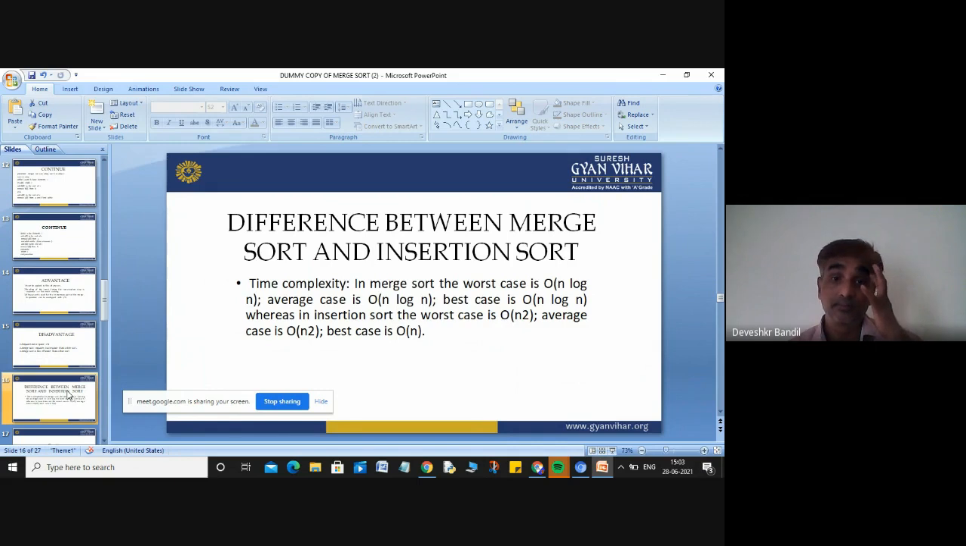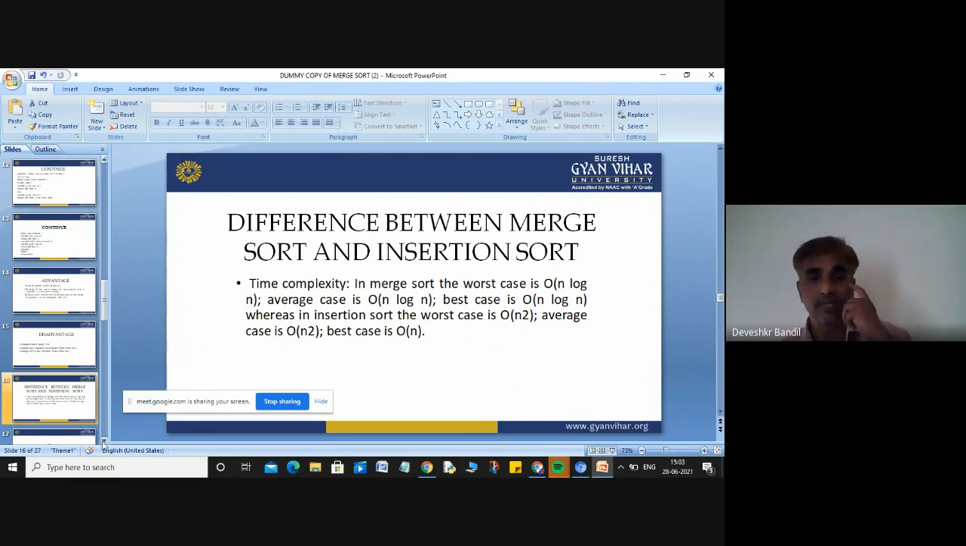And if we talk about the difference between merge sort and insertion sort, here you can differentiate between merge sort and your insertion sort in many domains, like time complexity. In merge sort, the worst case is n log n, the average case is n log n, and the best case is n log n, whereas in the insertion sort the worst case is n square, and the average case is n square.